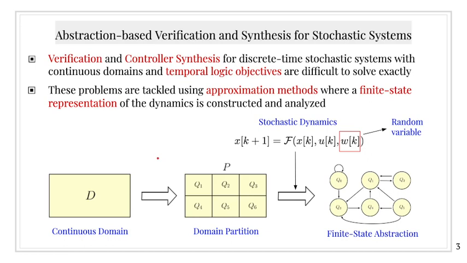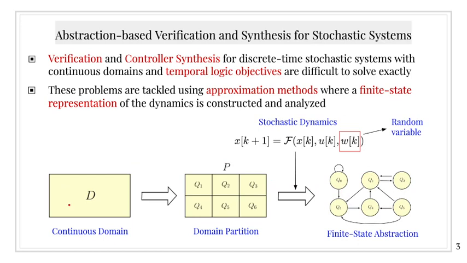This is typically done by partitioning the continuous domain of the system into a finite number of discrete states and by generating an imperfect but simplified finite state representation of the original dynamics in the form of a probabilistic finite state transition system for this domain partition. Finally, by performing verification or synthesis on the finite state abstraction, we're able to obtain bounded error, probabilistic guarantees, and control policies with respect to the original continuous states.